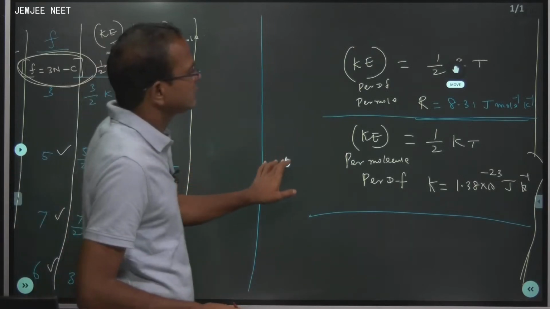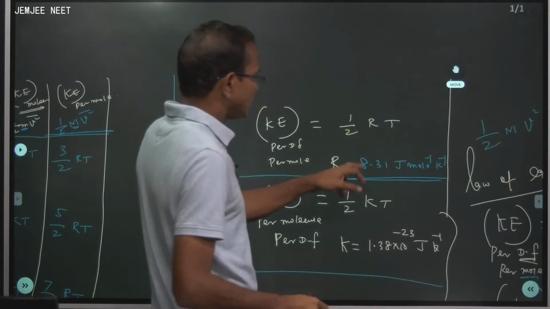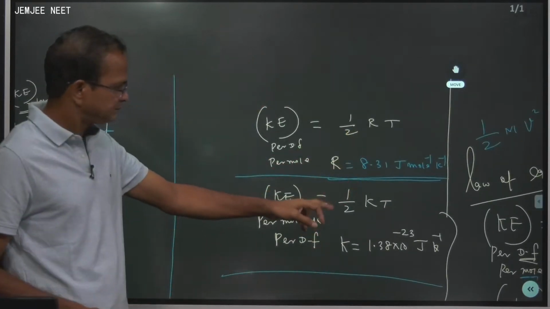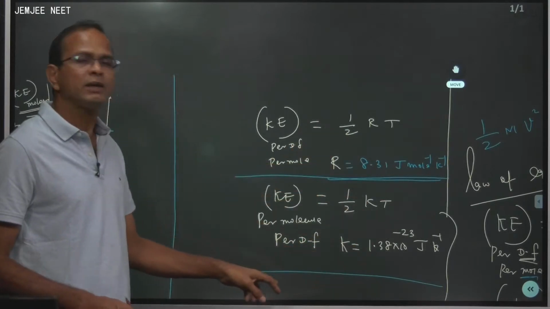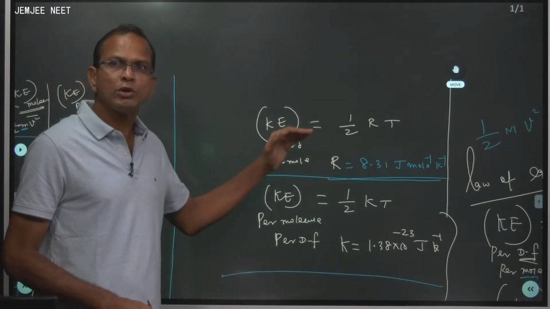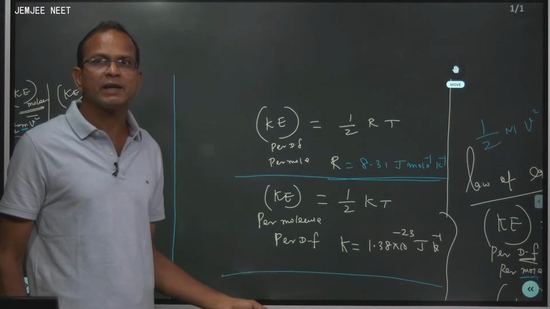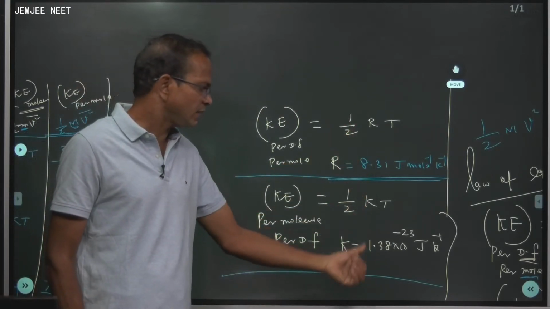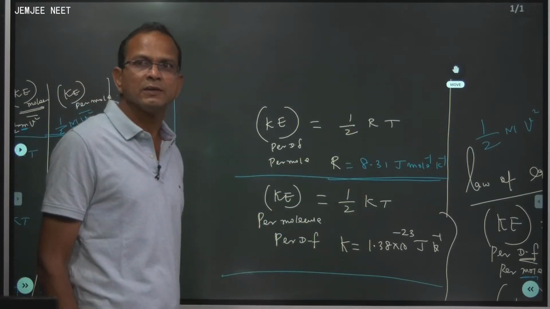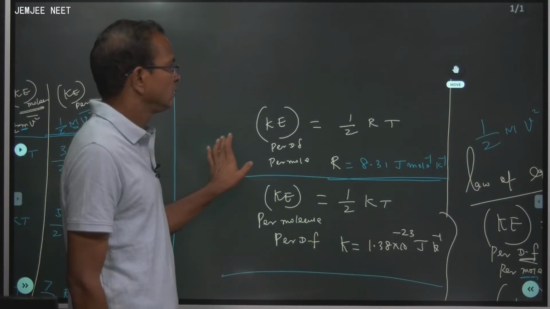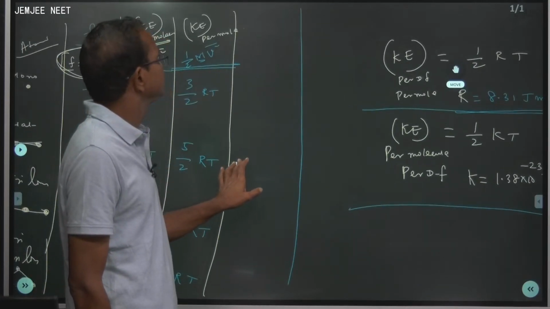Yes, you look at here. For 1 mole it is RT. For 1 molecule it is KT. Why? When you want to go from 1 mole to 1 molecule, you divide by capital N. When R is divided by capital N, you get this answer, K. Got it? Got it, Kanna? Yes, sir.